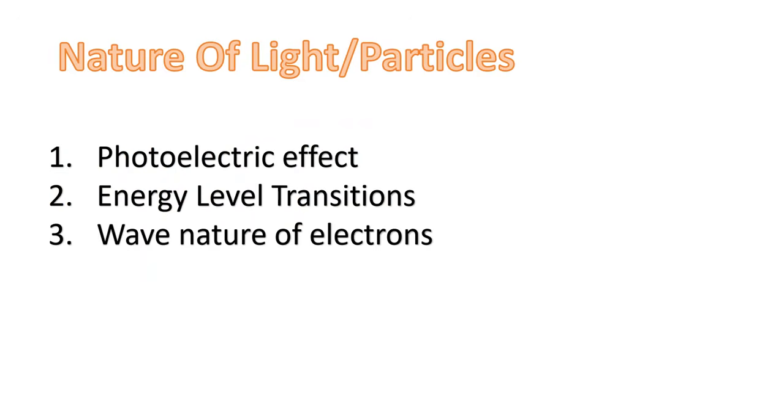Next we have nature of light or nature of particles. There are three sections under this. So one would be photoelectric effect, second would be energy level transitions, and third one would be wave nature of electrons. Let's look at the photoelectric effect. A lot of times students mix up photoelectric effect with energy level transitions. Make sure you never do that. First look at photoelectric effect.